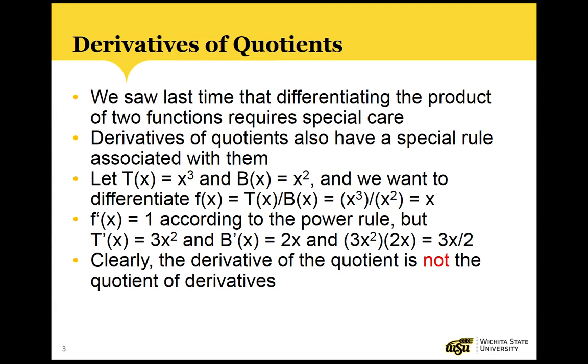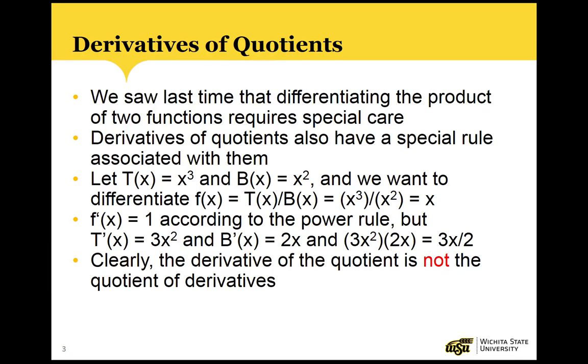We saw last time that differentiating the product of two functions requires special care. It turns out that the derivatives of the quotient of two functions also have a special rule associated with them. Let's look at an example to show why that must be the case.